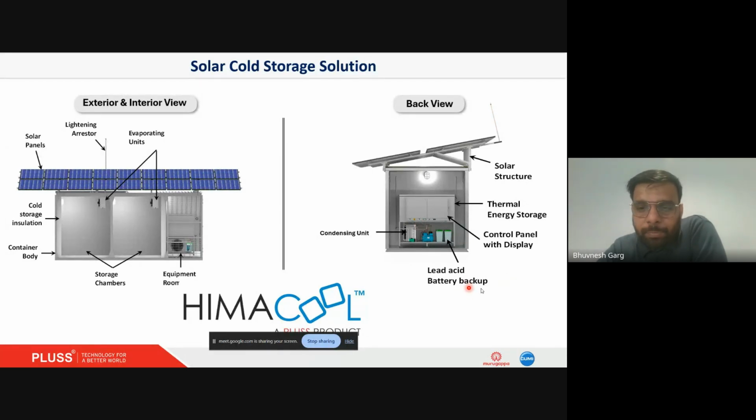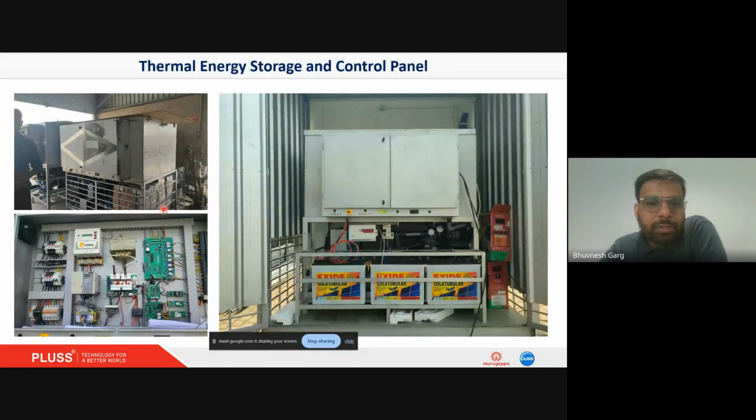So there is a small lead acid battery backup also, which has been given just to keep the fans running inside the chamber. Because if there is no sun during the night time, you need to have some battery so that your fan keeps on running and transfers that cold from the cold water to your room. So this is the purpose.